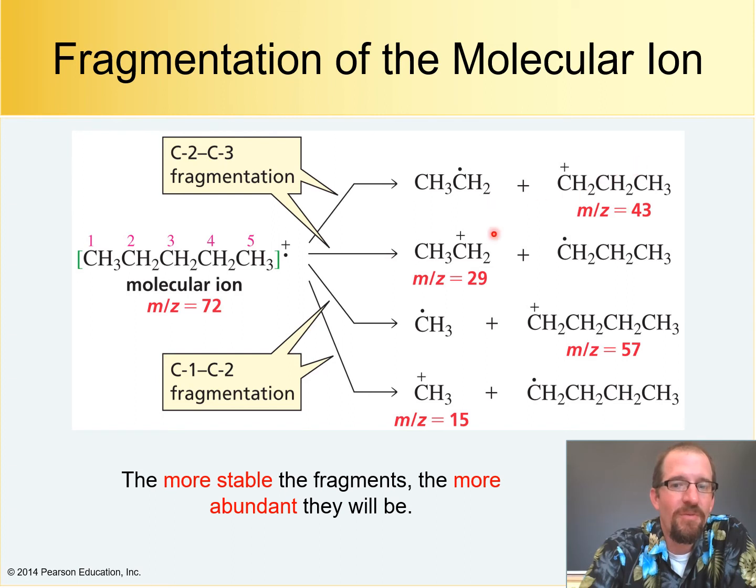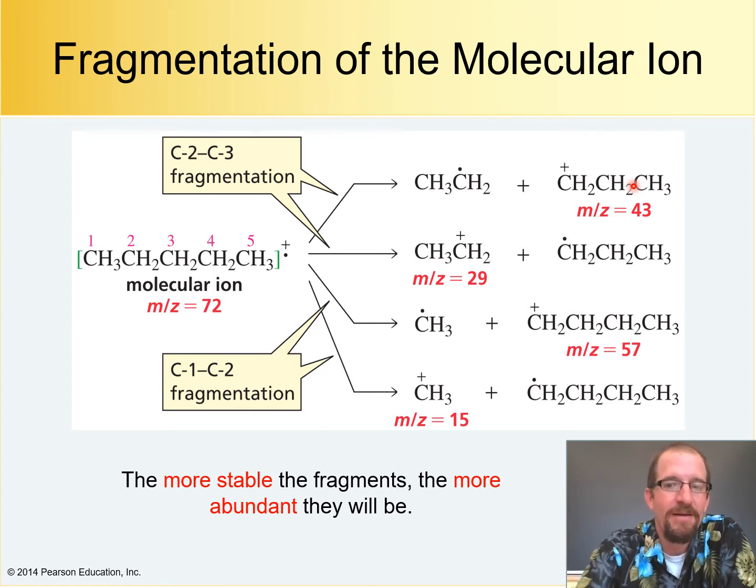Now notice the radical, we're not observing that. I don't care what the mass of that is because I can't see it. It needs to be a charged species to be observed by mass spec. So these are the 4 charged species that I would see, and those are the species we saw in the mass spec on the last slide.